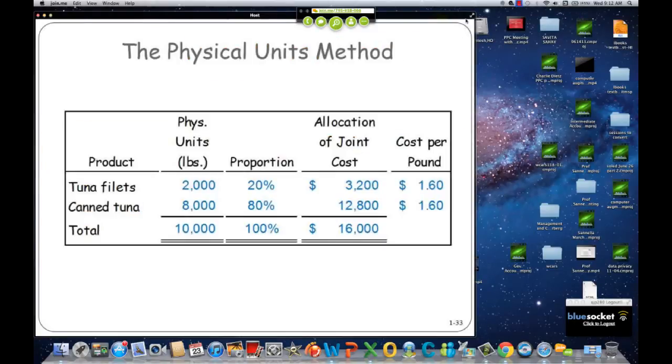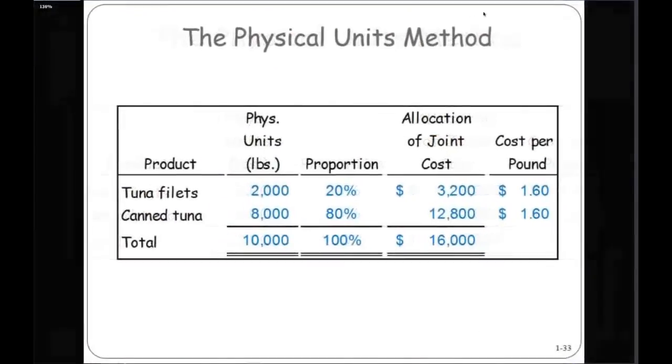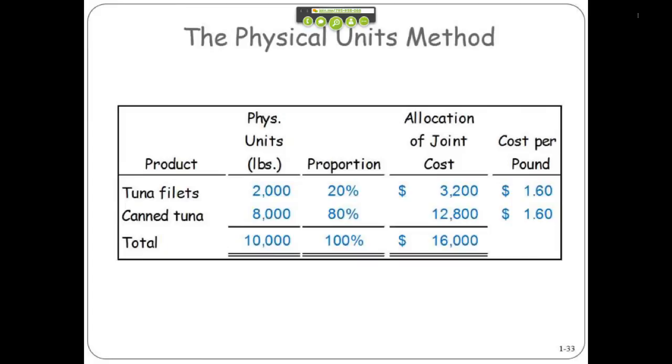Physical units, 10,000, 20% and 80%. So you allocate the costs in that ratio, 20% and 80% of the total $16,000 of costs. And so you're going to allocate $1.60 to each. Is this a fair way to do it for this tuna?